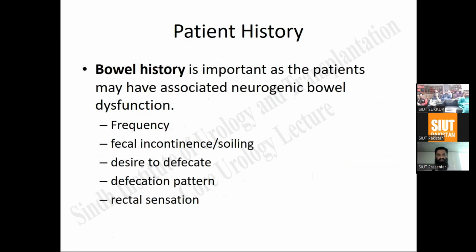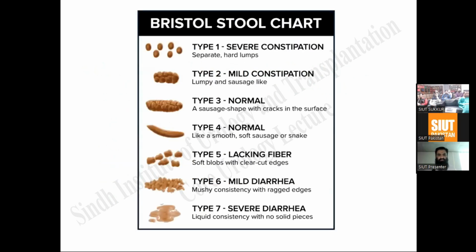We also ask for a bowel diary and a bowel history, which is very important in neurological patients, about the frequency of stool passing, fecal soiling, desire to defecate, defecation pattern, and rectal sensation. There is the Bristol stool chart, which is divided into 7 types. Type 1 or 2 is mostly constipation, 3, 4, and 5 are normal, and 6 and 7 are diarrhea.